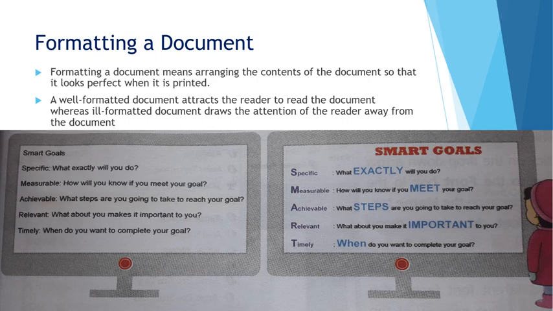Now here in this picture you can see the two documents. The left hand side one is not formatted, but the document on the right hand side, where it is written smart goals with red color, is well formatted, it is looking attractive. So if these two documents are put in front of readers, the reader will surely read the right one because it is more attractive. So this is how a well formatted document attracts the reader.